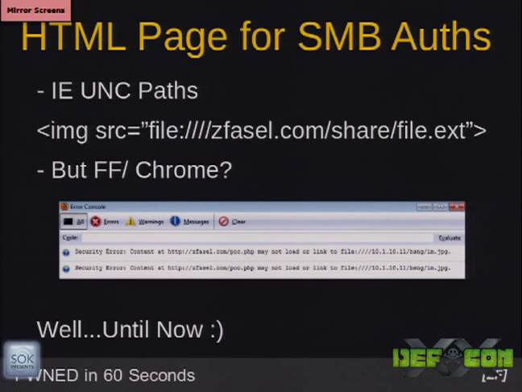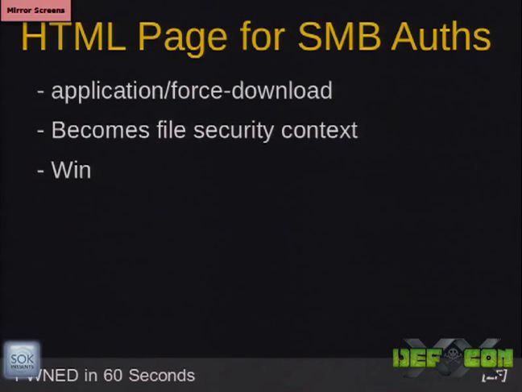That's one of the cool new things about this tool. For Firefox and Chrome, we found out that you can force downloads, obviously setting headers for force download, and all of a sudden you open it from your temp folder or from your desktop and you're now in the file security context. And voila, it automatically authenticates to the SMB share, and you've got them authenticating to your rogue server.